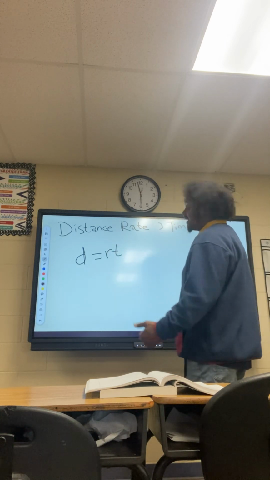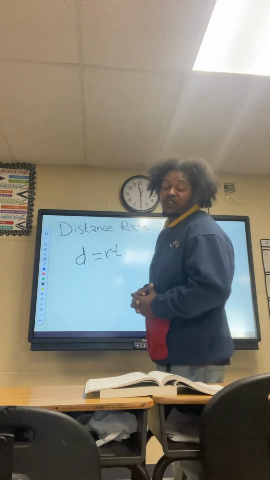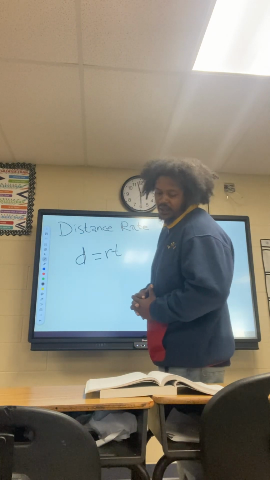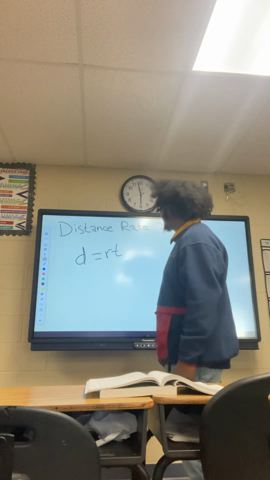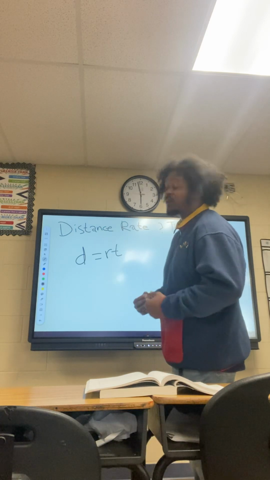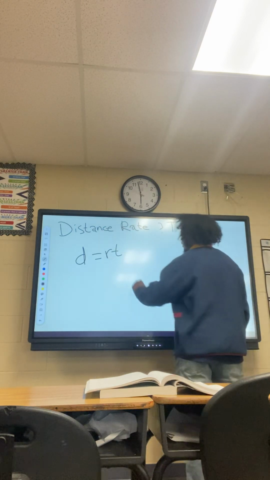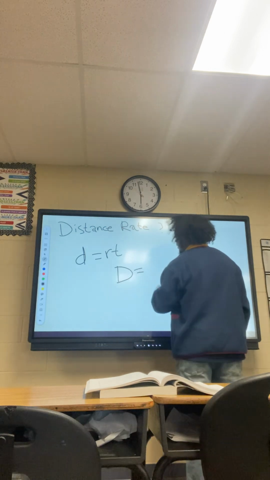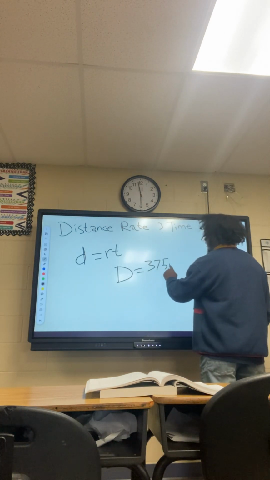So they don't give us the distance, but they give us the rate. What is the rate? The rate is 375 miles per hour. And then they give us the time, which is how many hours? 6 hours. So we're going to multiply our rate and our time. So D equals, what is our rate? It was 375 miles.